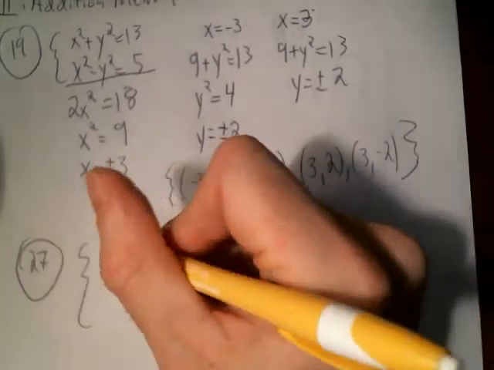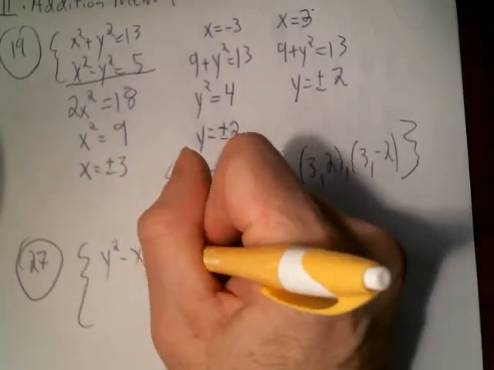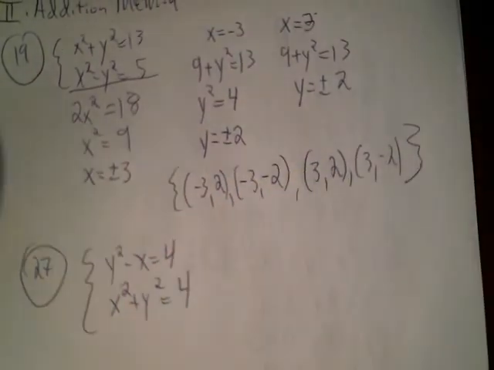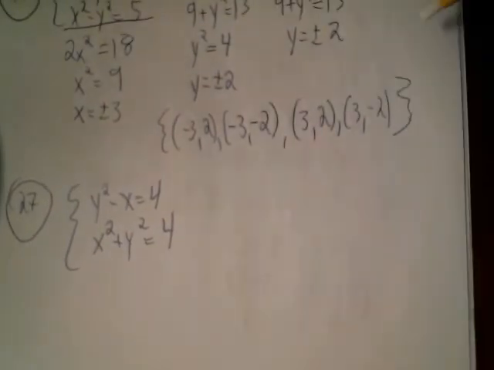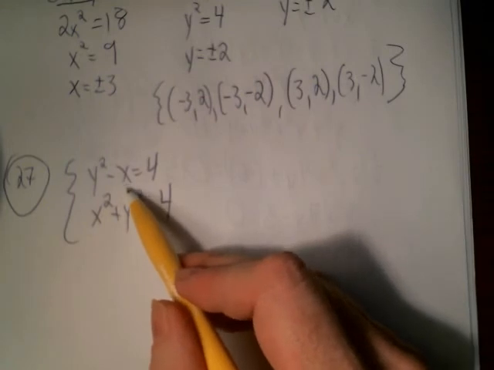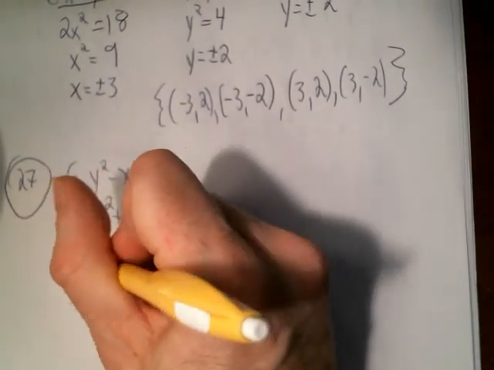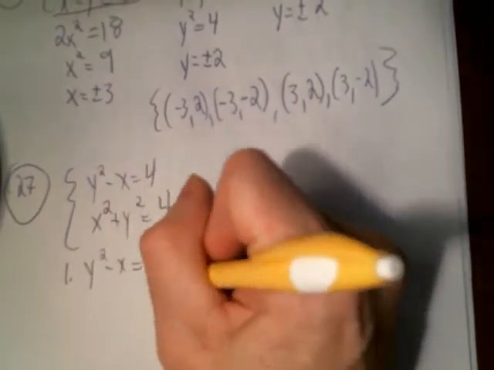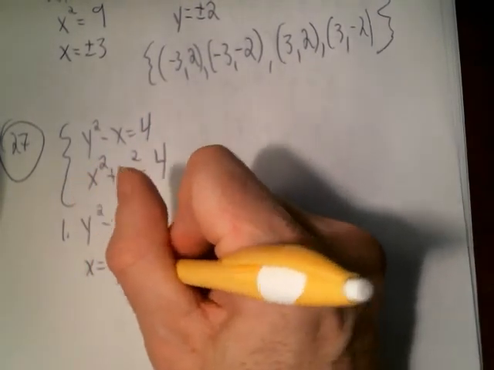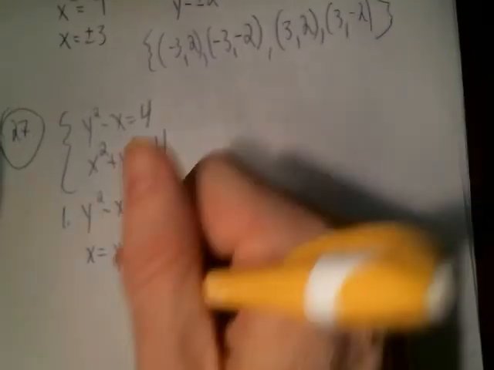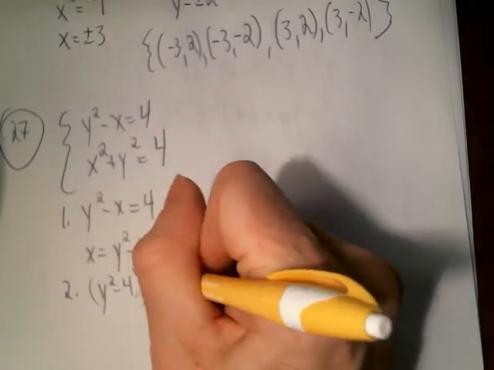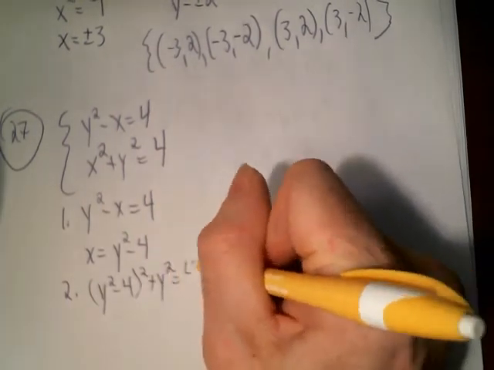27, let's take a look at that guy. Y squared minus x is 4, and then x squared plus y squared is 4. So I'm going to solve for this variable here. Again, it's just to avoid roots. So first, I take this equation and solve for x. So I get x is y squared minus 4. And then I take that expression and substitute it into the unused equation. So I have y squared minus 4 squared plus y squared is 4.